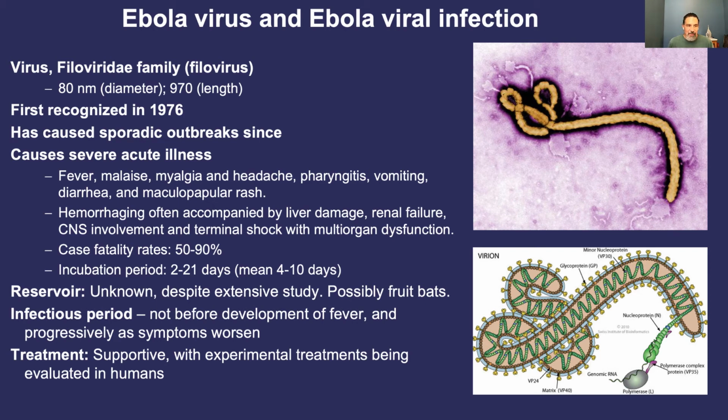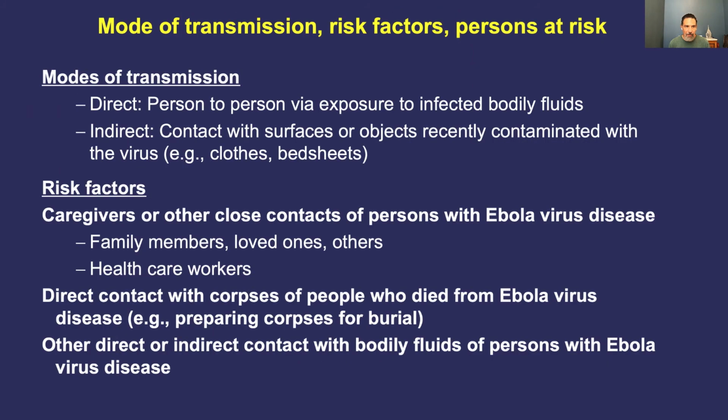In terms of the infectious period, it's not thought to be infectious before the development of fever, and it becomes progressively infectious as symptoms worsen. And the treatment is supportive, with experimental treatments being evaluated in humans. In terms of modes of transmission, Ebola is transmitted both directly and indirectly, person to person via exposure to infected bodily fluids, and also indirectly through contacts with surfaces or objects that were recently contaminated with the virus, such as clothes or bed sheets. They can remain infectious for quite some time.